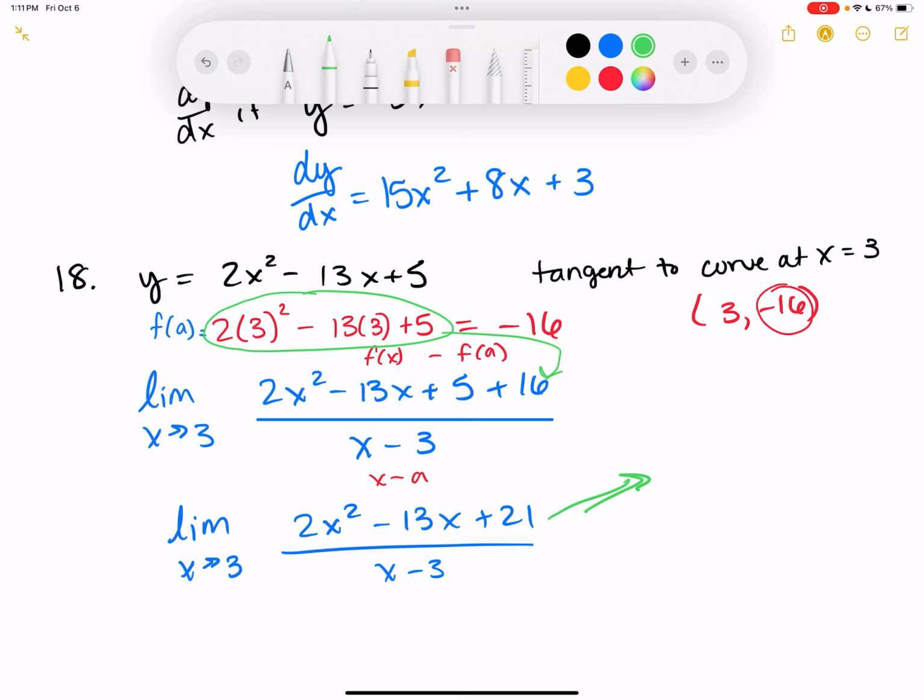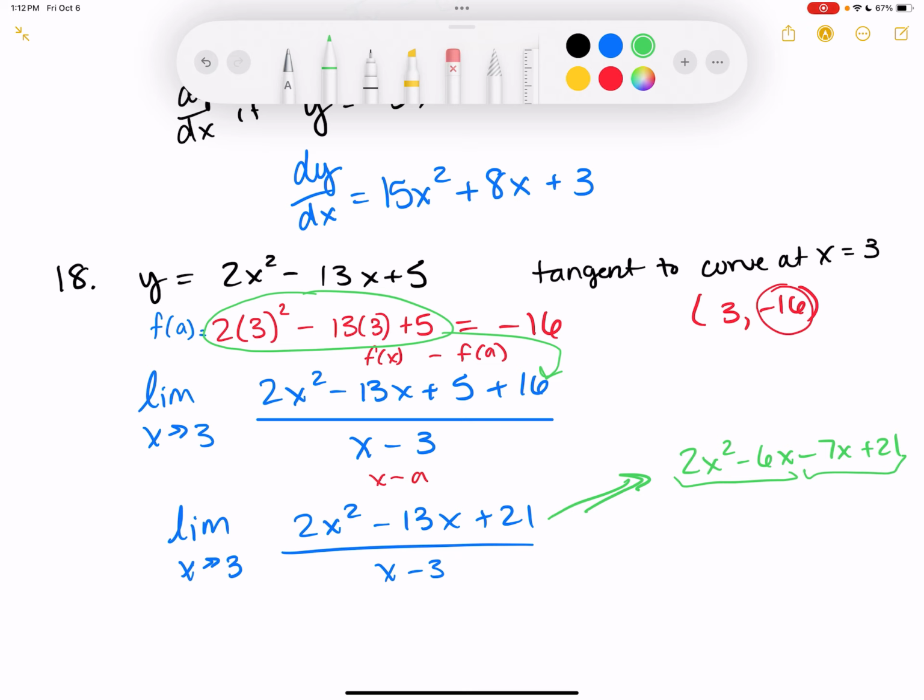So I'm going to take this piece off to the side over here and factor. So factors of 2 and 21 that give you negative 13. Maybe I should say factors of 42. I was thinking 6 and 7, but negative. Yep, negative 6 and negative 7. So 2x squared minus 6x minus 7x plus 21. So then factor by grouping.